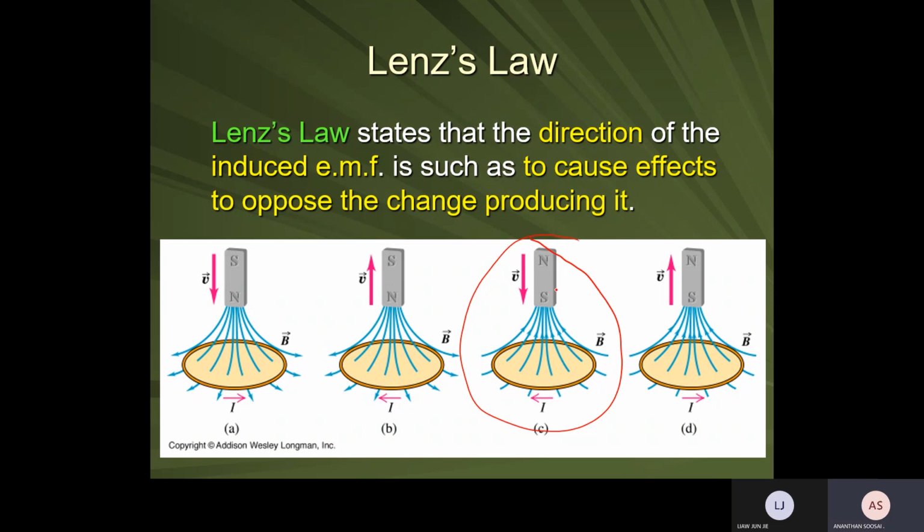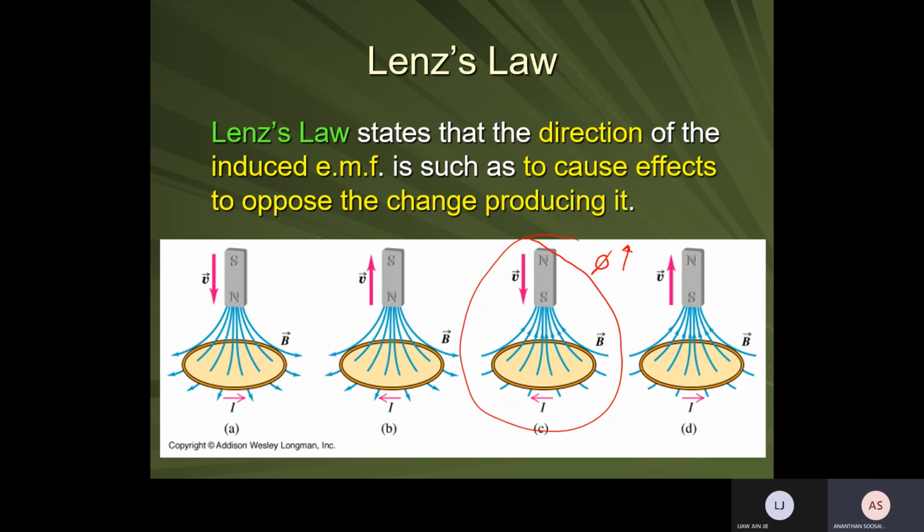When the south pole gets into the coil, what happens to the flux? Is the flux rising or decreasing? The flux increases, right? Flux is what I've shown, B dot A. So the flux increases. So what EMF will be induced in this coil? The EMF must oppose the change. What change is happening? The flux is increasing. So what should the current do? Increase the flux or decrease the flux?